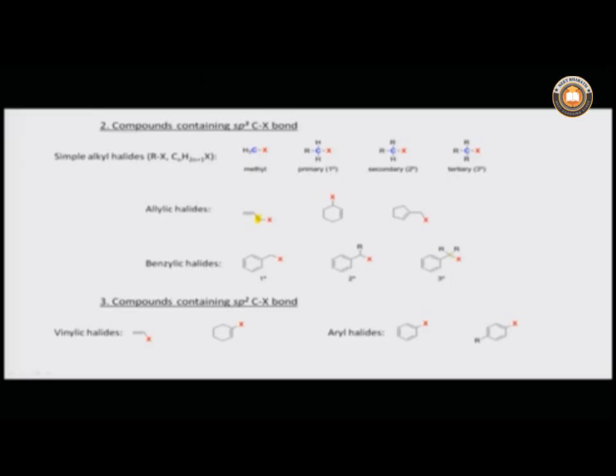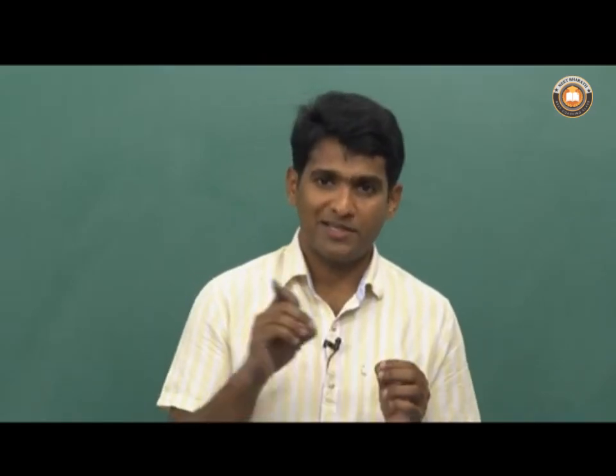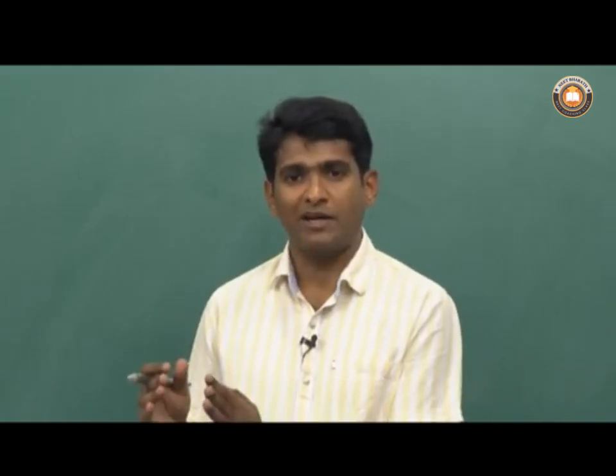Now, we would go ahead and talk about compounds containing sp2 C-X bonds. So, these are compounds where the carbon that is attached to the halogen is sp2 hybridized. We started off our discussion by saying that aromatic halogen compounds or haloarenes or aryl halides are those compounds where the halogen atom is attached to an sp2 hybridized carbon atom. But you already know that not all sp2 carbon atoms need to be in an aromatic ring.